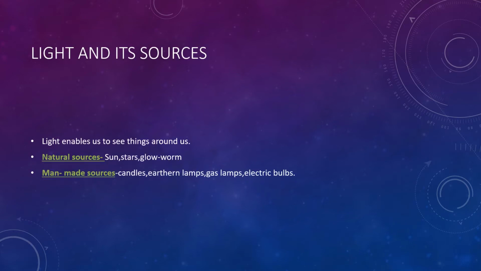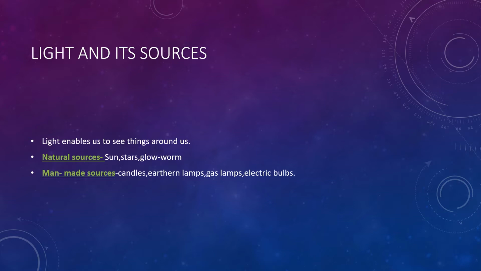We see a lot of things around us every day, like buses, cars, tables, chairs, trees. Now, there is one thing that enables us to see these things. This is light. If there were no light, we would not be able to see anything. So, this brings us to the next topic, the sources of light. What are the sources of light?